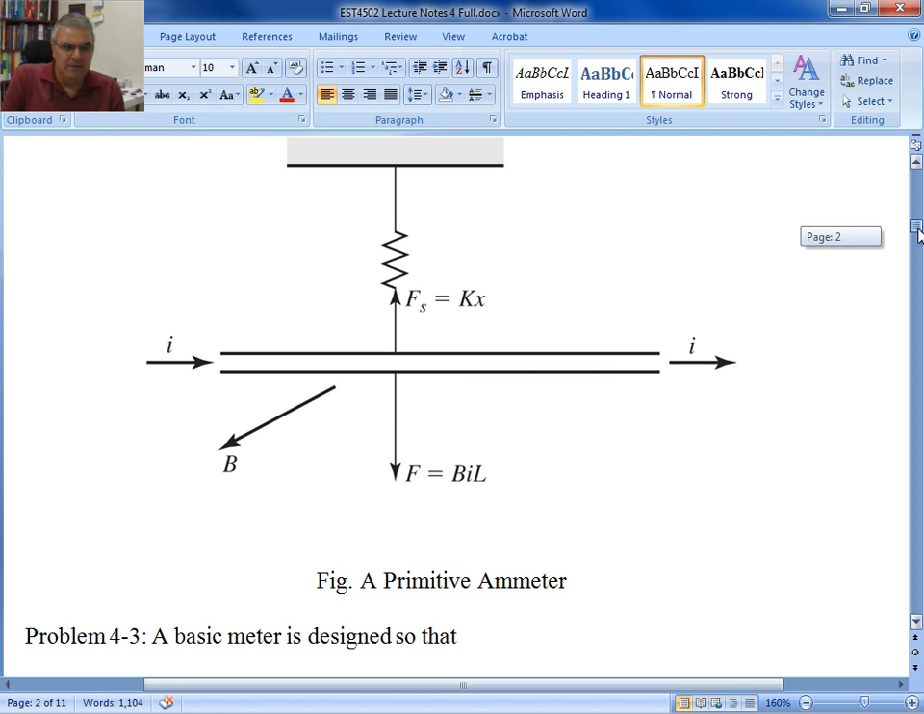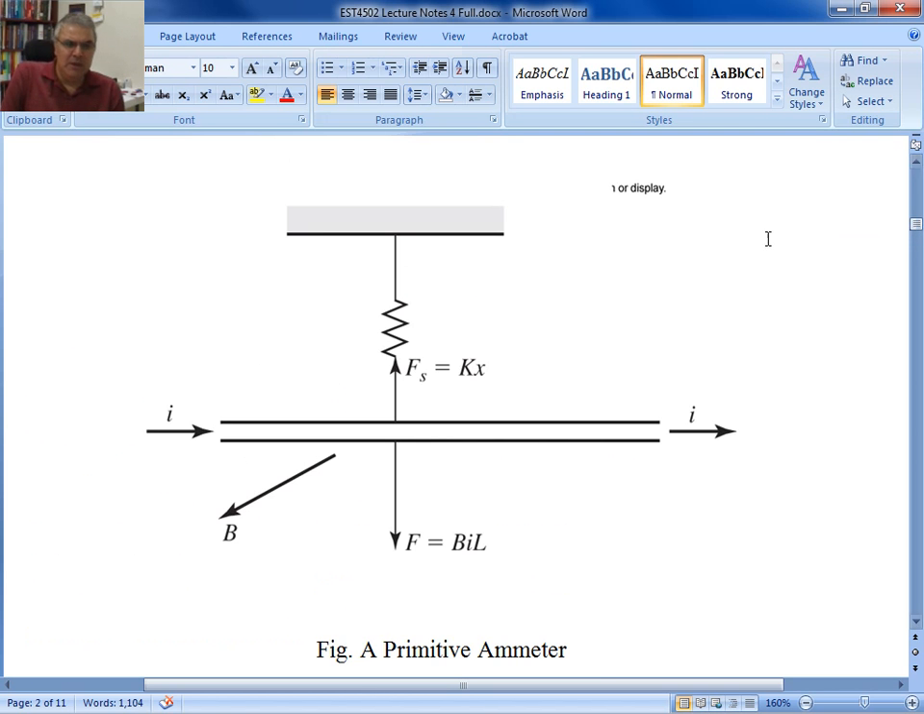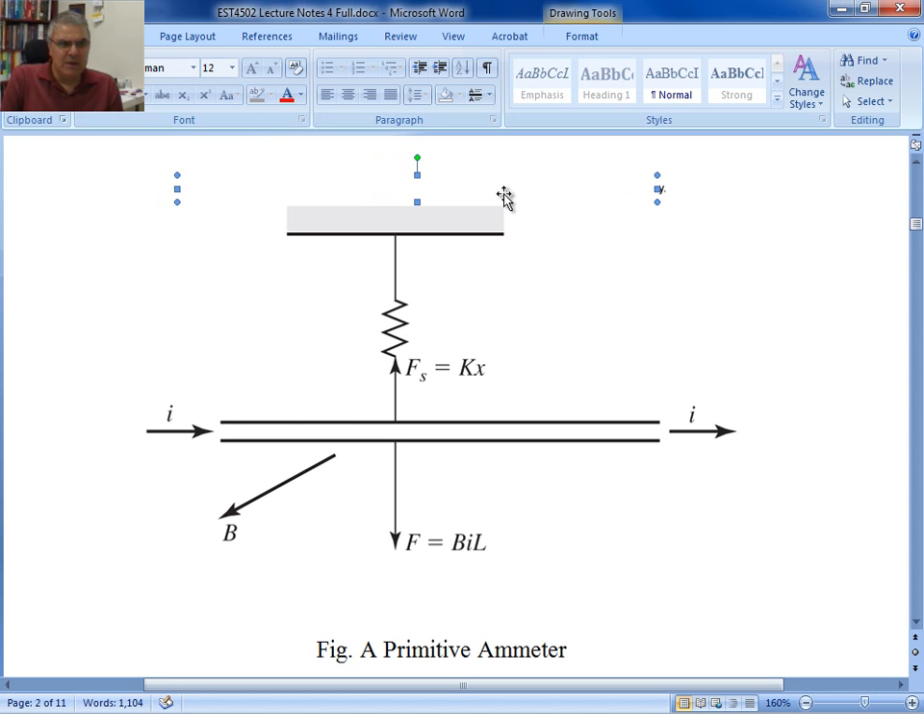The procedure, the phenomenon, is also shown here. As you can see, there's a current I that goes through here. On one side, it is connected to F sub S as Kx. This is really the primitive ammeter that's shown here, and B would be the flux of the magnetic field. So that's really the bottom line here.